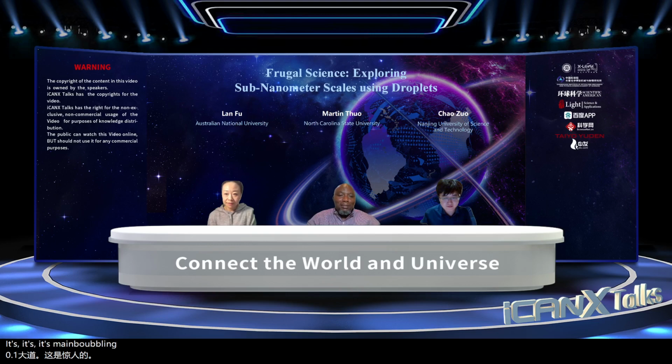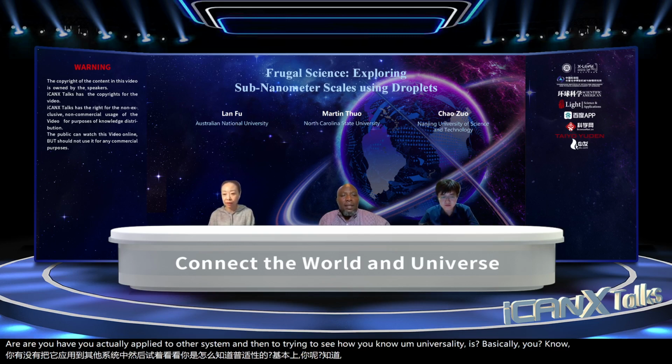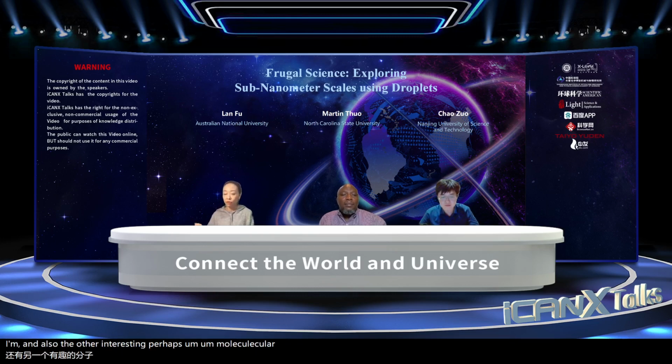It's mind-boggling. That's great, Martin. So you've now shown that you have a very nice, simple way of understanding sub-nanometer structures. That's applied, of course, to your sample system. Have you actually applied it to other systems, and tried to see how universal it is, and also to other interesting molecular structures that could be directly linked to applications? Have you looked at those systems?